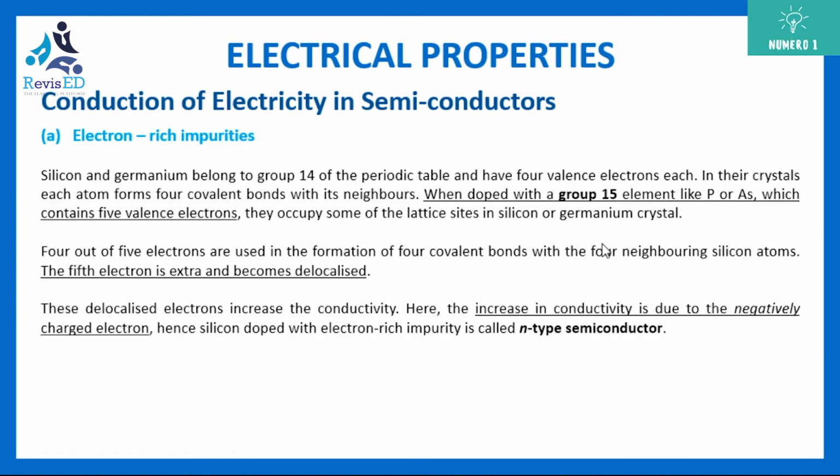Going back, if you put a group 15 element, that can be phosphorus or arsenic, which has 5 valence electrons, 4 of them are used for covalent bonds with the neighboring silicon atoms, and the fifth is the extra electron, which can be delocalized. Delocalized means it can move away from there. This extra electron increases the conductivity, and here the increase in conductivity is due to negatively charged electrons. That's why we call this electron rich impurity an n-type semiconductor.